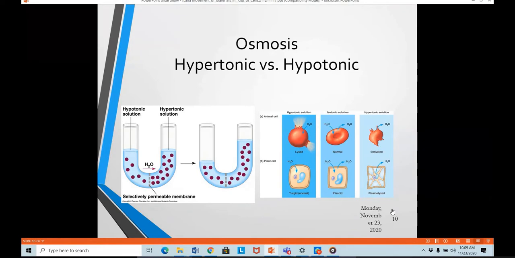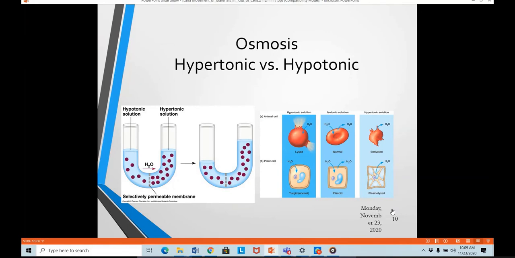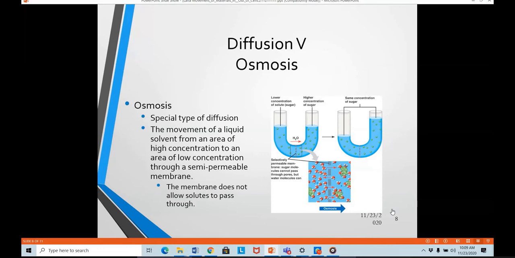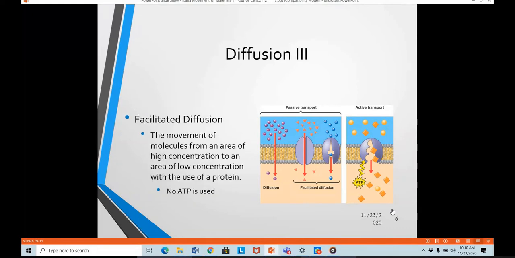We have kinds of diffusion. We have osmosis, the regular diffusion, facilitated diffusion, and active transport. About the regular diffusion. Regular diffusion is the diffusion with no energy and no proteins. It's the movement of molecules from higher concentration to lower concentration. The facilitated diffusion is the movement of molecules from high concentration to low concentration with proteins but no energy.